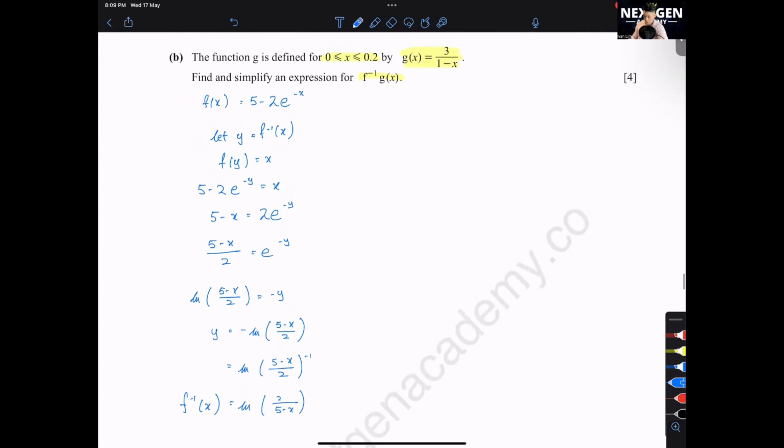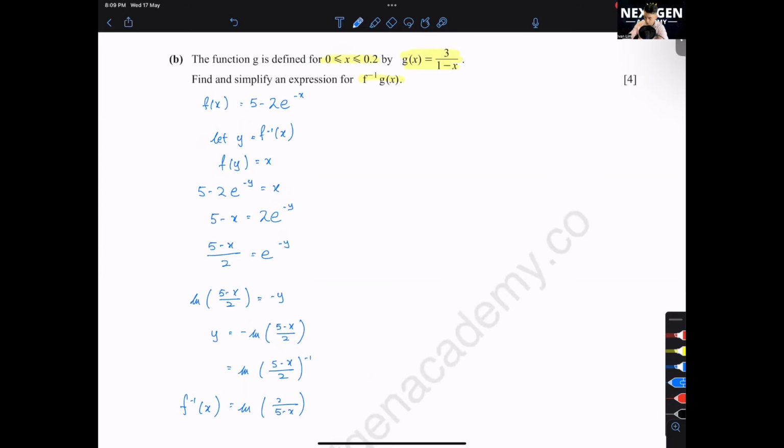Okay, then we are going to do the composite function over here, f inverse g(x). g(x) is 3 over 1 minus x. Okay, then we're going to sub it in. ln 2 over 1 minus 3 over 1 minus x.